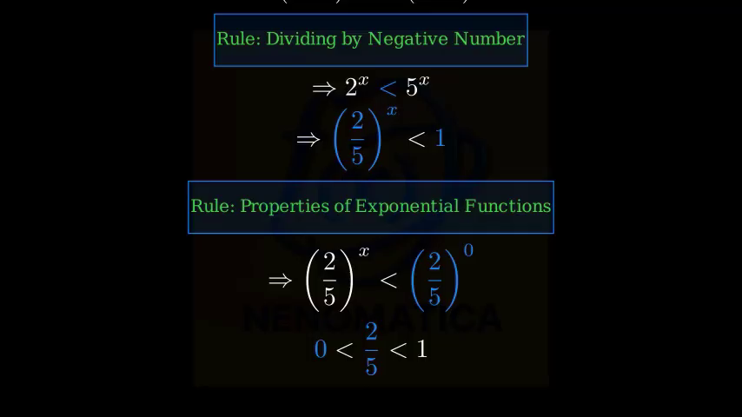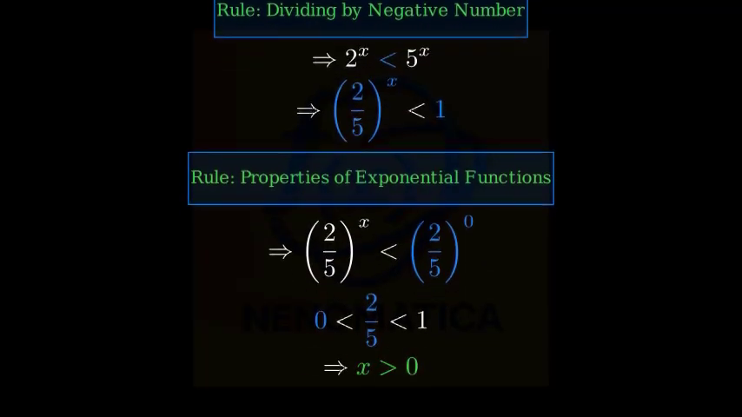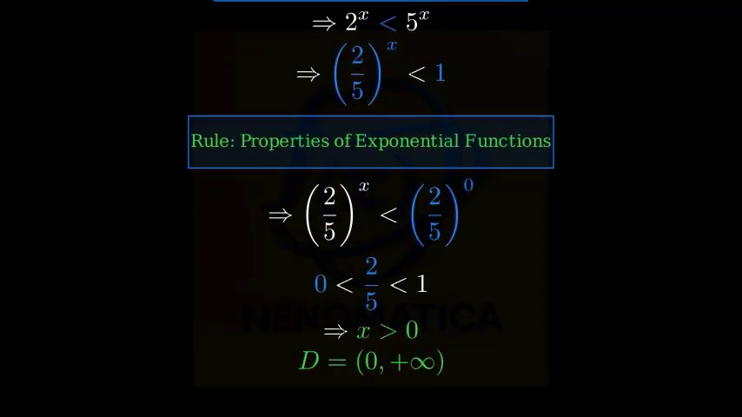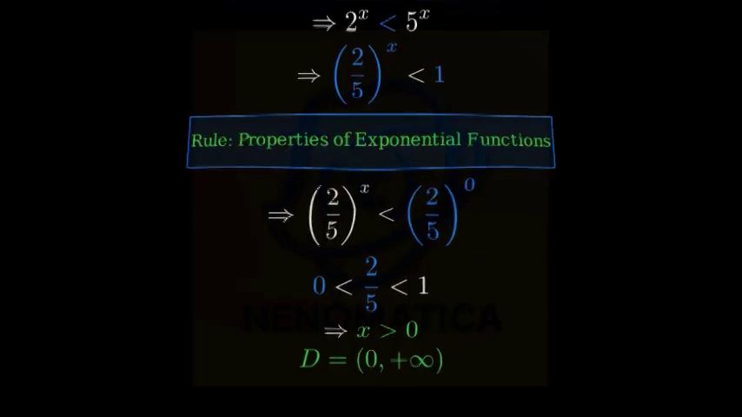Since 2/5 is less than 1, this inequality is satisfied when x is greater than 0. Therefore, our final answer is x is greater than 0, which we can write as x belongs to the interval from 0 to positive infinity.